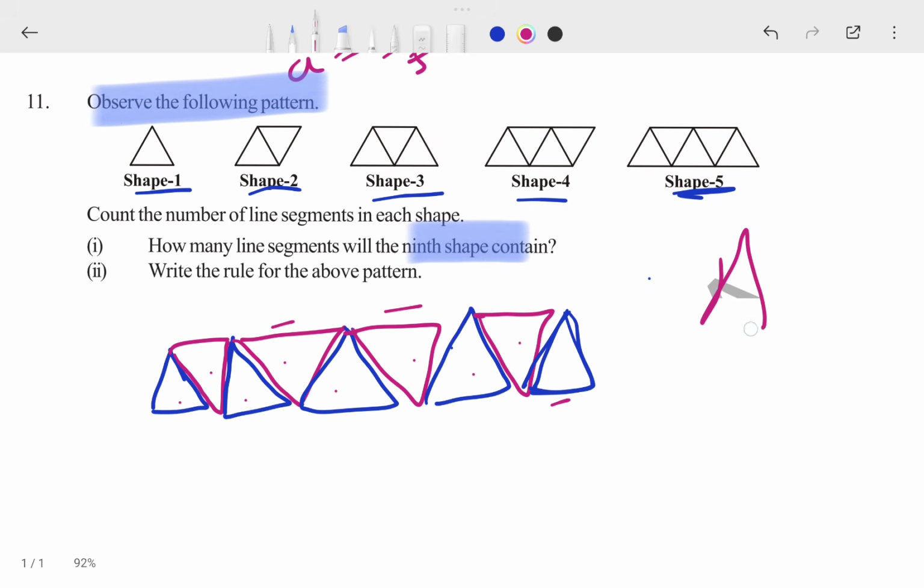So like this line is given, in this how many line segments are there? This is 1, 2, 3. Three line segments are given. Why? Because line segments are those which have 2 endpoints. So this is called a line segment: 1 line segment, 2 line segments, 3 line segments.